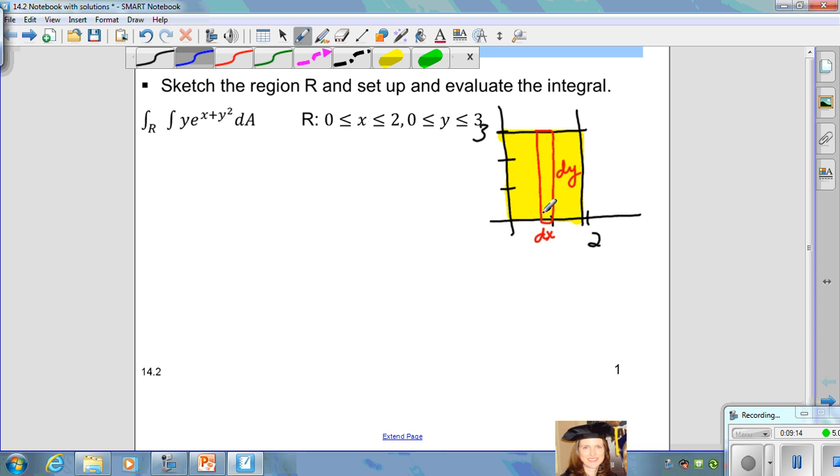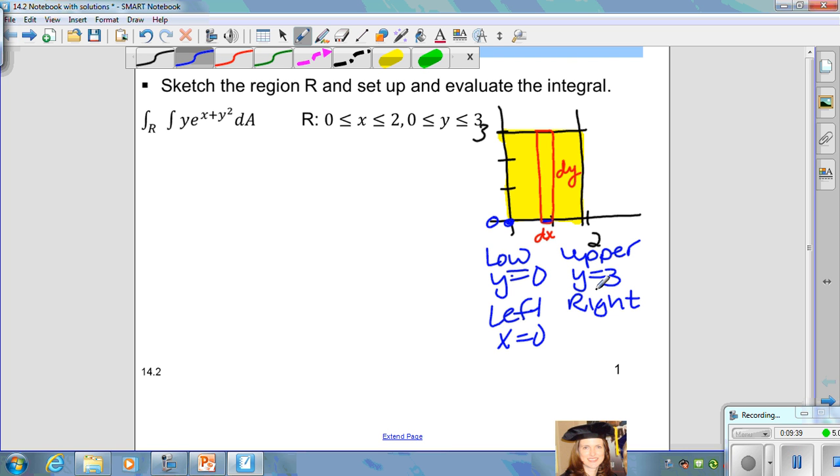Your lower bound for y would be the bottom of that rectangle, y equals 0. Your upper bound for y, the upper portion of that box, is y equals 3. And then if you slide that rectangle all the way to the left, that left x is equal to 0. Slide it all the way to the right, that right x is equal to 2. So these are going to be your bounds of integration.